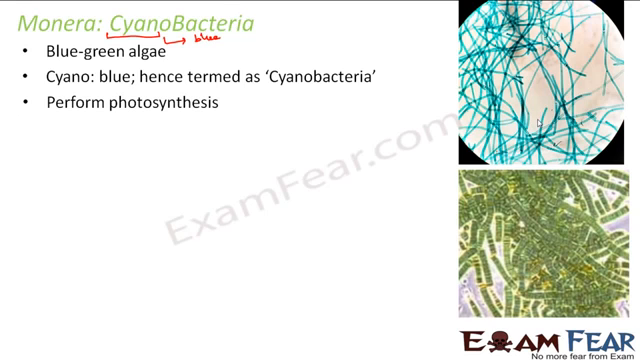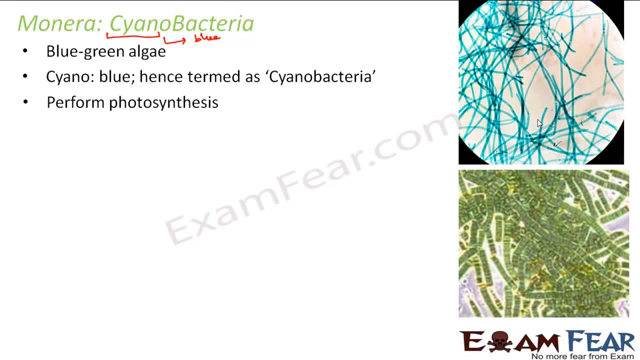They perform photosynthesis, as I told you in one of the previous slides, that cyanobacteria is an example of autotrophic monera. Right? Autotrophic means they can prepare their own food. Now, how do they prepare their own food? By the process of photosynthesis. What is photosynthesis? It is a process in which, in presence of sunlight, the organisms can prepare their food and store it in them.